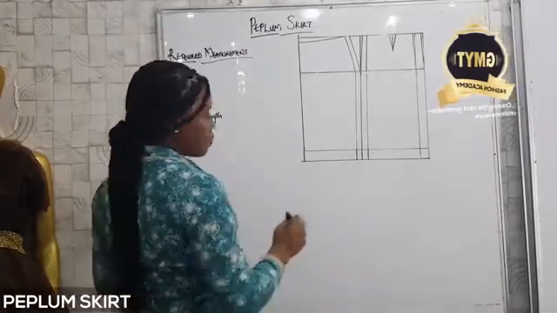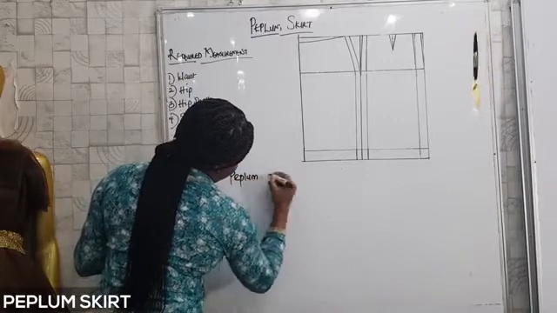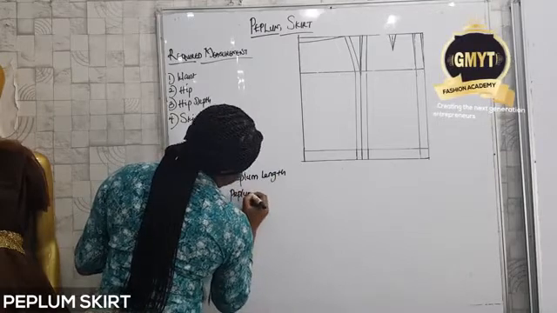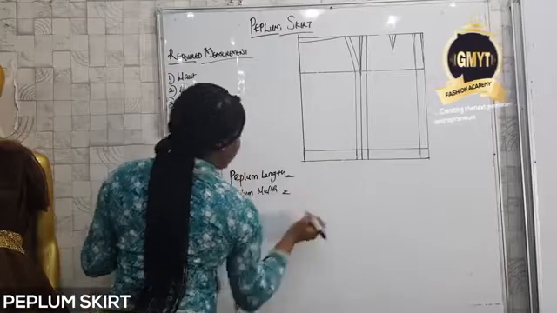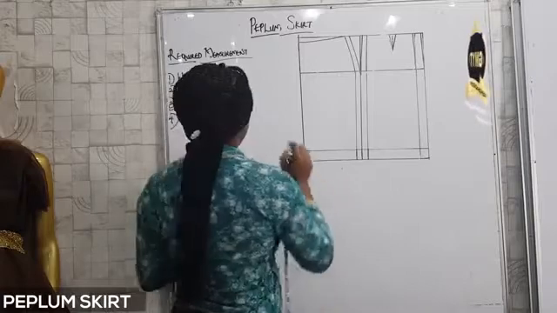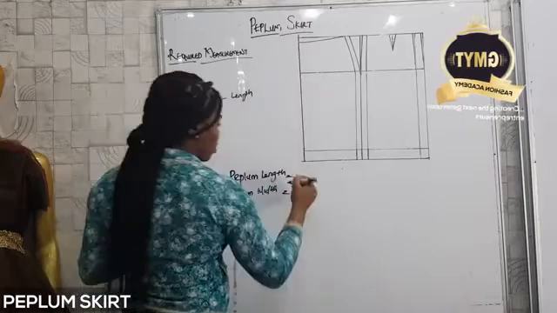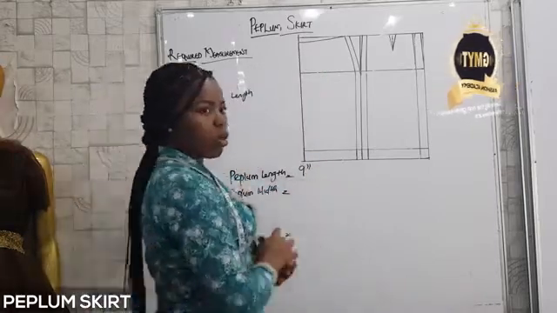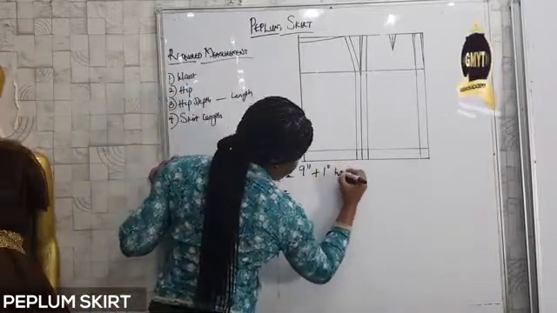For the peplum skirt, you need to get your peplum length and peplum width. I'm working with the gathered peplum. The length of the peplum is your hip depth. So your hip depth measurement is the peplum length. My hip depth is 9 inches, so that serves as my peplum length, plus 1 inch for hemming allowance.